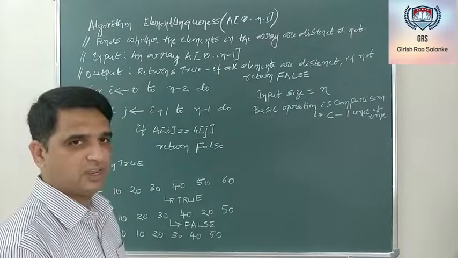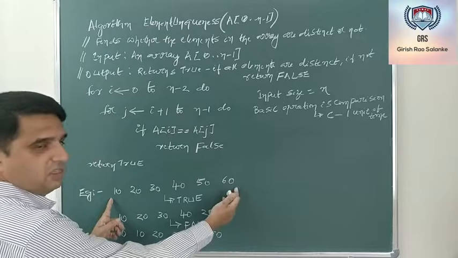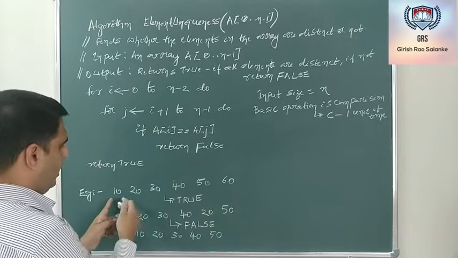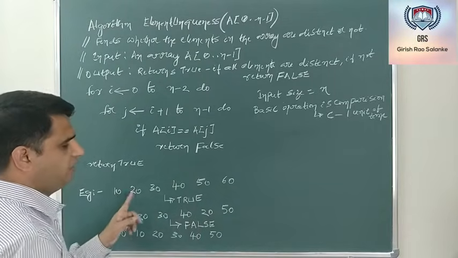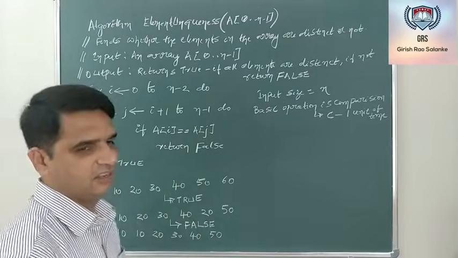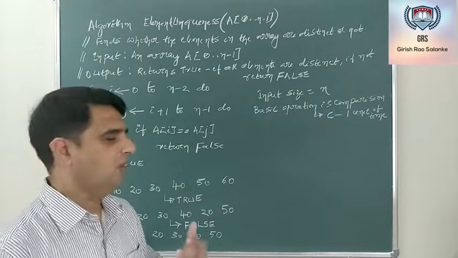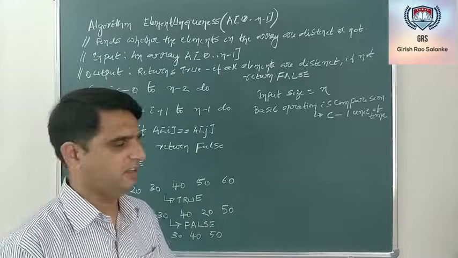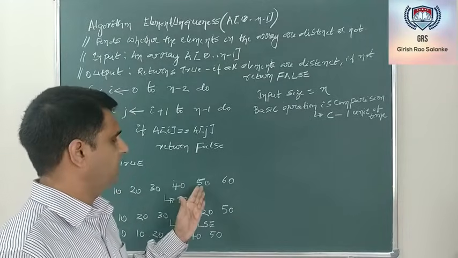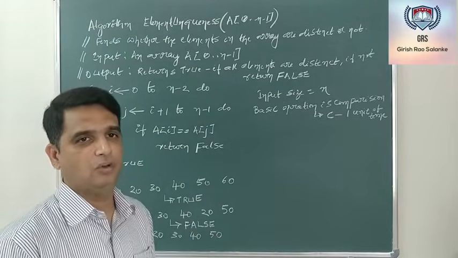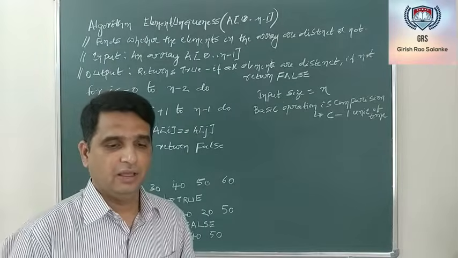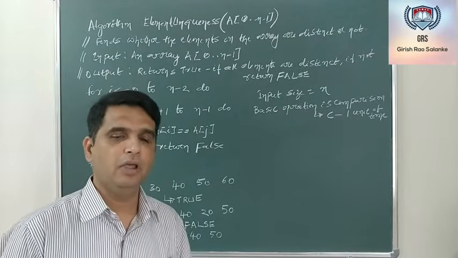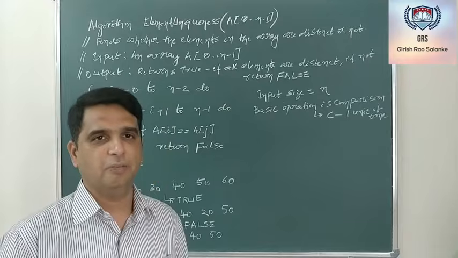Now what would be the worst case? I can say this would be the worst case. So in worst case, 10 will be compared with all the elements: 20, 30, 40, 50, 60. Similarly, 20 will be compared with 30, 40, 50 and 60. Similarly, 30 will be compared with 40, 50 and 60 and so on. So here, the time complexity depends upon the type of input that I am supplying.